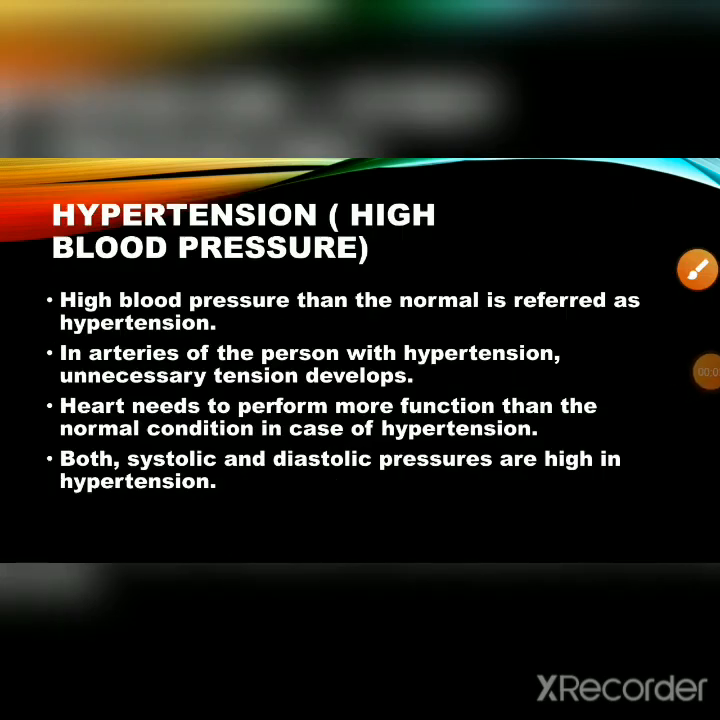Hypertension, high blood pressure. Blood pressure higher than normal is referred to as hypertension. In the arteries of a person with hypertension, unnecessary tension develops. The heart needs to perform more work than in the normal condition in case of hypertension. Both systolic and diastolic pressures are high in hypertension.